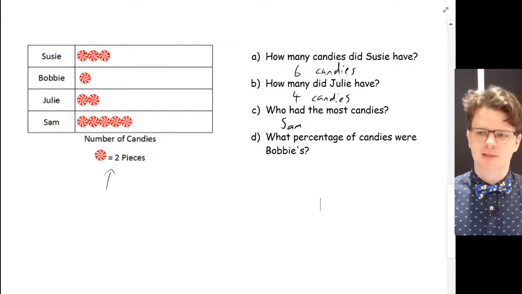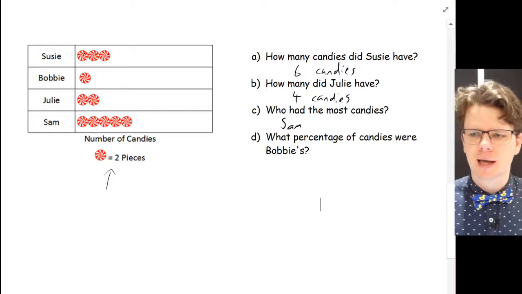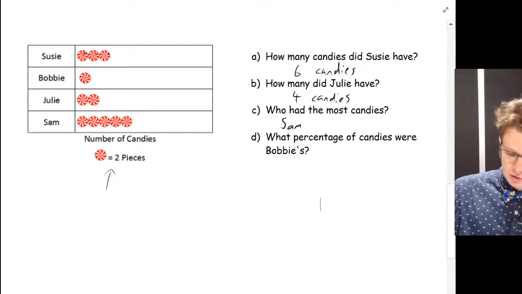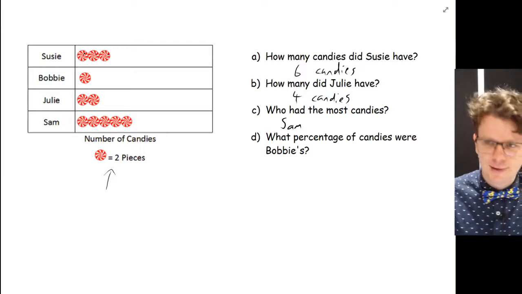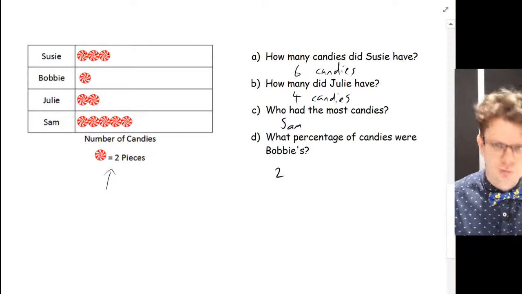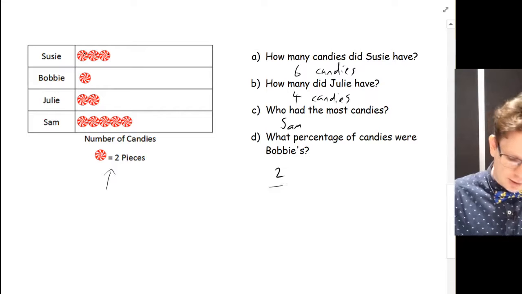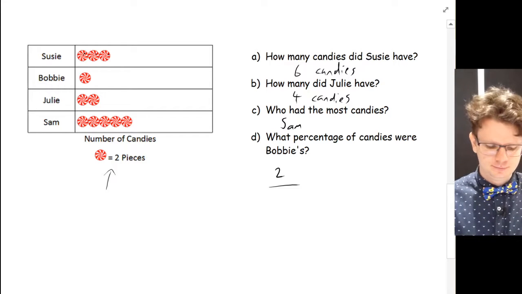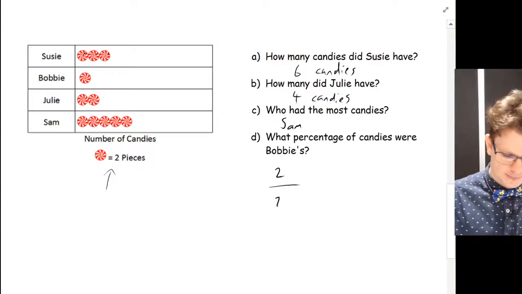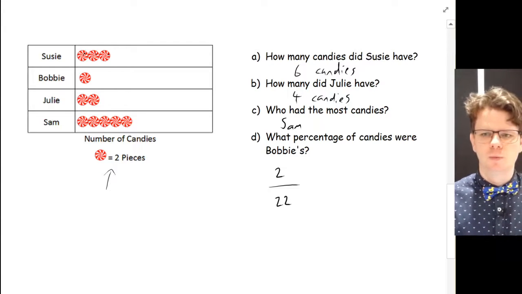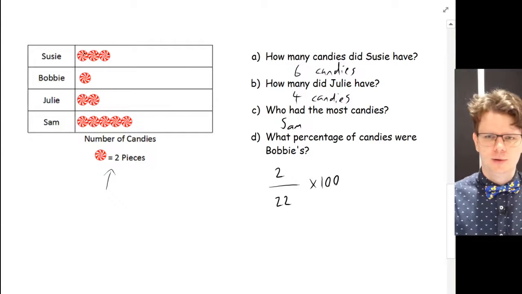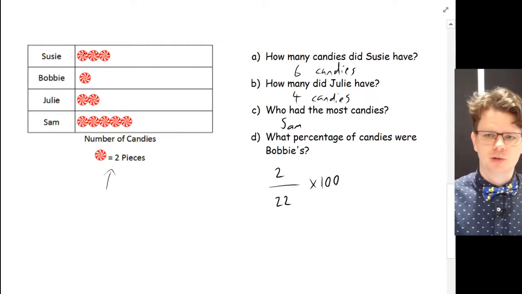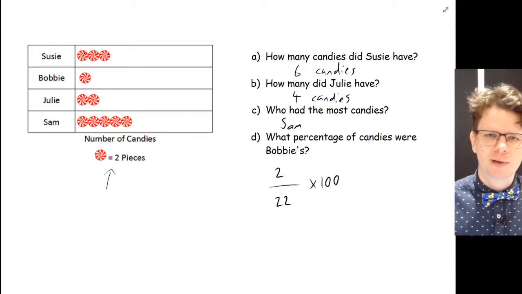And then the last question's a little bit trickier. What percentage of the candies were Bobby's? Well, to do percentage, I need a part and then the whole. Okay, so my part's easy enough. How many did Bobby have? 2. Now I want you to see if you can work out where I get this next number from. 22 times 100. So the 2's because Bobby has 2. Where's the 22 coming from?